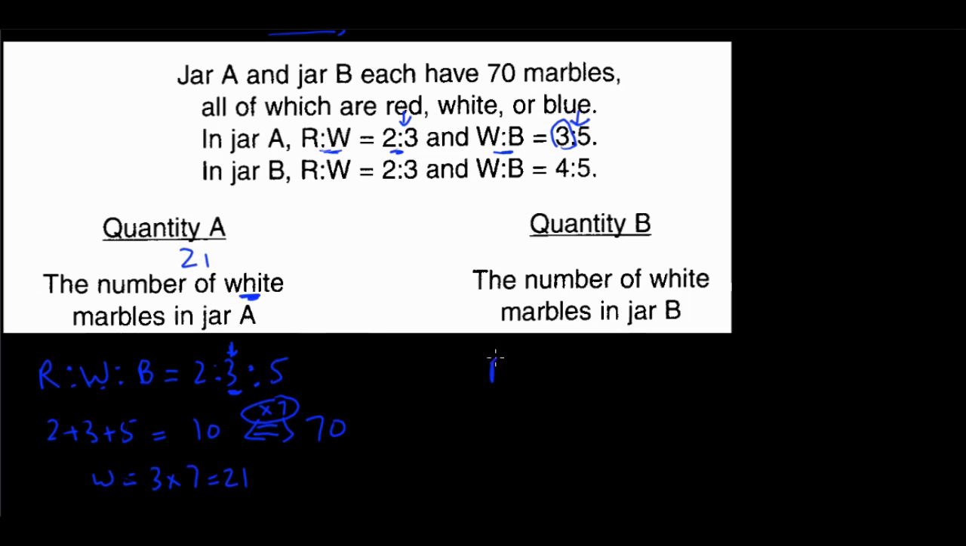Now I have to do a similar ratio for B. But you'll realize that in B, the first ratio is 2 to 3, but the number of white in the second ratio is 4. So this number and this number are different now, and you have to make them the same. The simplest way is to cross multiply. So multiply the first ratio by the number of whites in the second ratio. So 4 times 2 to 3.